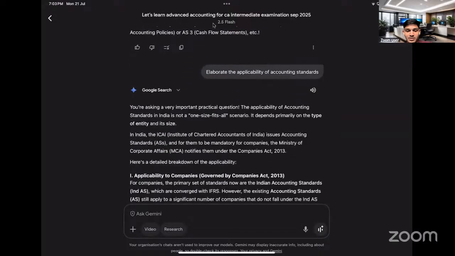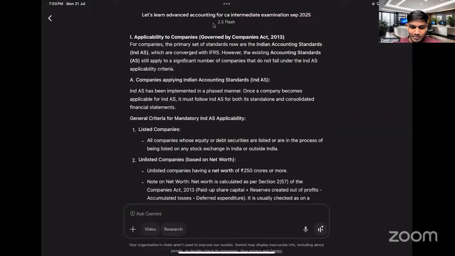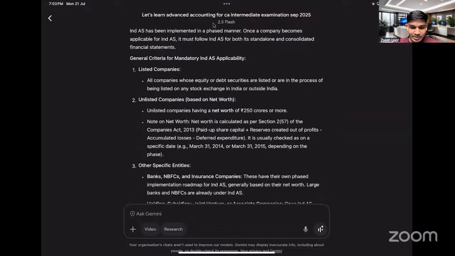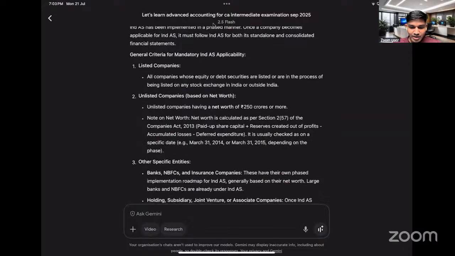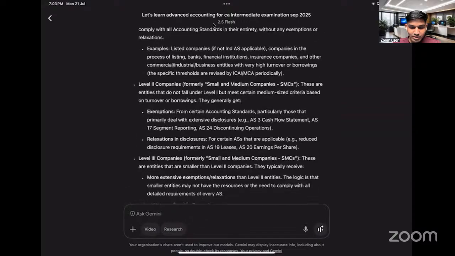Okay, first we will look at the applicability to companies governed by the Companies Act 2013. They have given us the applicability of Ind AS and the general criteria for mandatory Ind AS applicability.